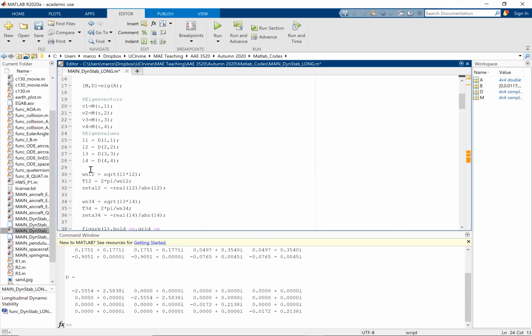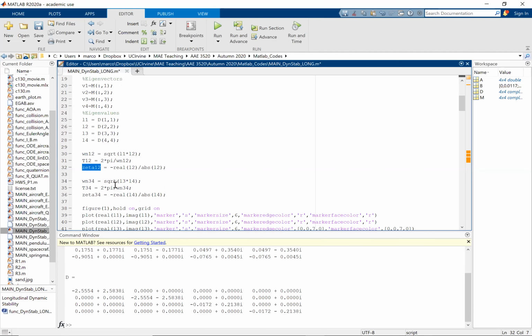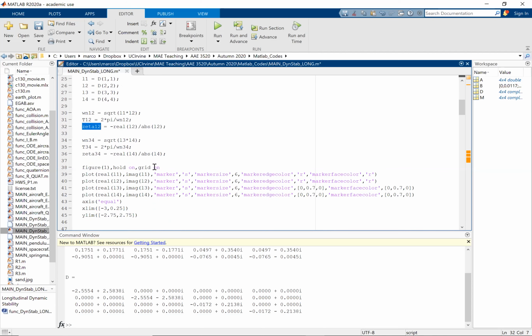All right, so now I've computed the natural frequency associated with the first pair of complex conjugate eigenvalues. So for the short period mode eigenvalues, along with the period and the damping ratio. And same thing for the second pair of complex conjugate eigenvalues. And in the first figure, I'm plotting the actual eigenvalues. So let's see what we get. I'm plotting them on the complex plane.